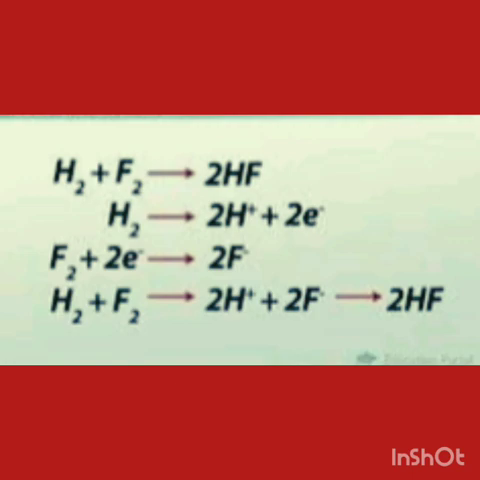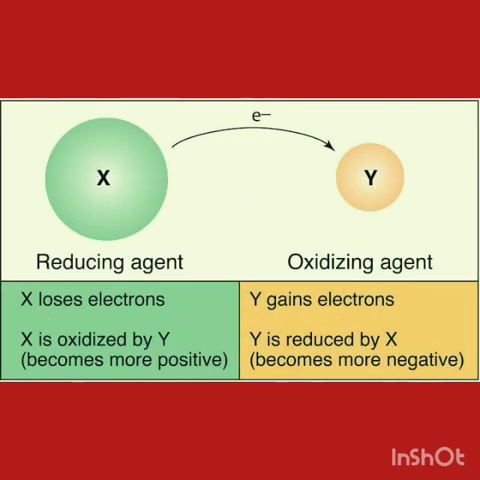So, those substances which gain electrons are known as oxidizing agents, whereas those substances which lose electrons are known as reducing agents. As you all can see on your screen, where X loses electron and Y gains electron. So, we can say that X is reducing agent whereas Y is oxidizing agent.